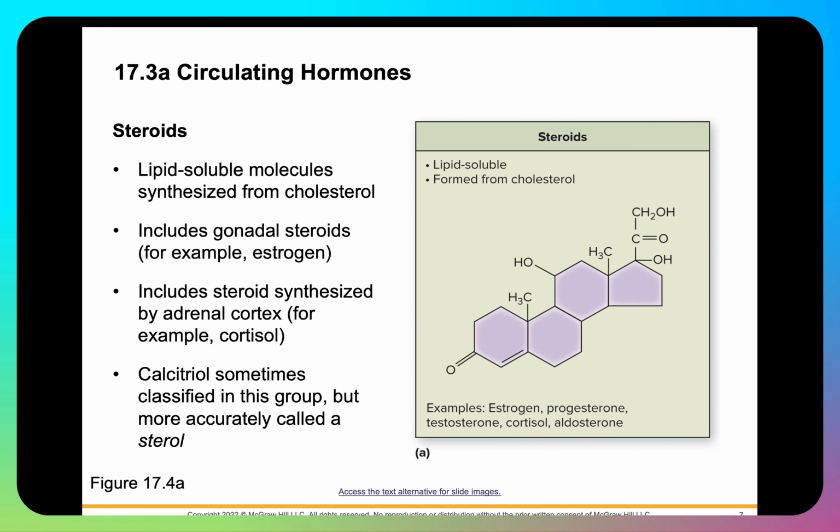Now, the first class here is going to be steroids. These are hormones that are all derived from cholesterol. This is why they are lipid soluble. Examples are going to be our gonadal steroids. So it could be testosterone, estrogen, progesterone, depending upon the gonad. We'll look at steroids that are synthesized by the adrenal cortex. So cortisol would be a good example. And sometimes calcitriol will be considered a steroid. But keep in mind, this is actually the activated form of vitamin D, which is a lipid-soluble vitamin.